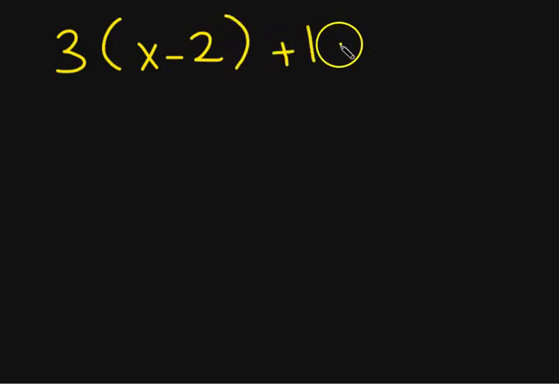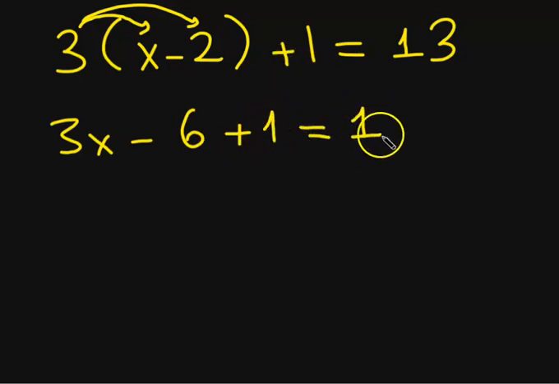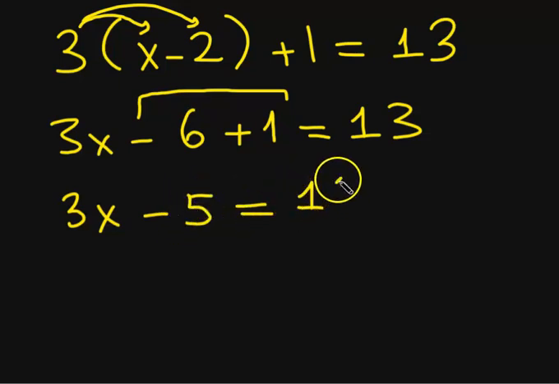I have 3 times (x - 2) + 1 = 13. I can start with the distributive property. I can distribute 3 into the parentheses. 3 times x, 3x. 3 times minus 2, minus 6. There's plus 1 in the expression already, plus 1 equals 13. So let's combine the like terms as the next step. 3x, minus 6 plus 1, which is going to be minus 5, equals 13.